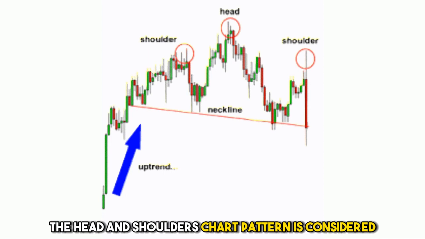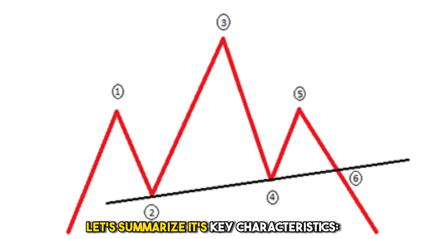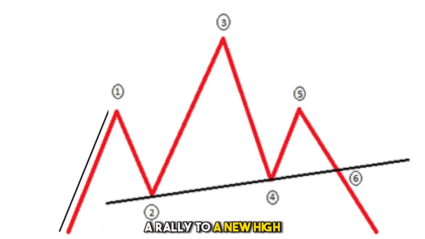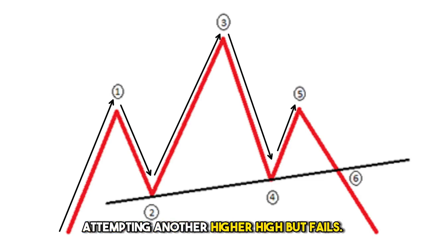The head and shoulders chart pattern is considered one of the most reliable and accurate reversal patterns by traders and analysts alike. Let's summarize its key characteristics: a rally to a new high followed by a decline, an uptrend forming a higher high, a second decline, a final rally attempting another higher high but fails.